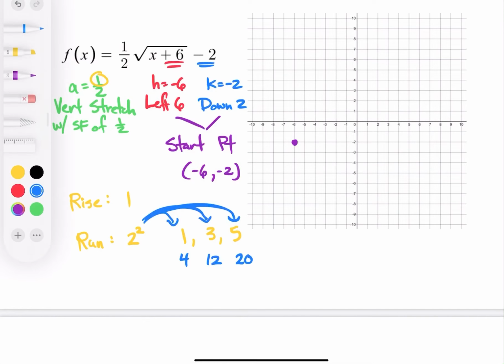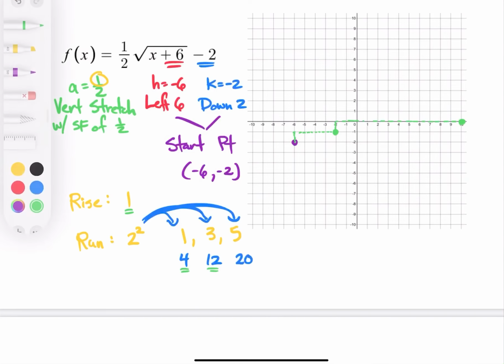So we're going to start off with our rise. Our rise is 1. So I'm going to go up 1, and then I'm going to go over 4 this time. So I'm going to go over 4 units to the right. So here's our first point after our starting point. Then I'm going to rise 1 and over 12. So I'm going to go up 1 and over 12. Well, that looks like it just fits all the way to the end of our coordinate plane. So I'm obviously not going to fit in that 20.